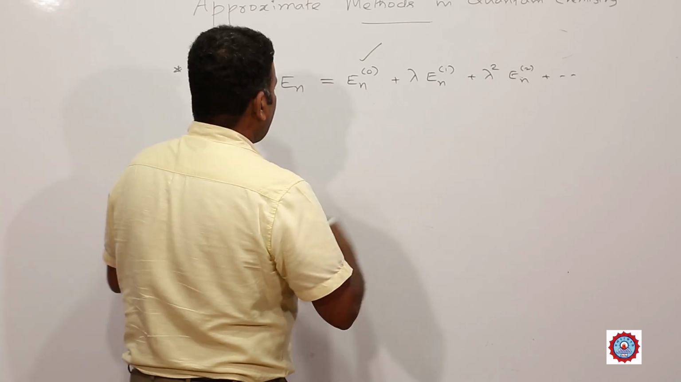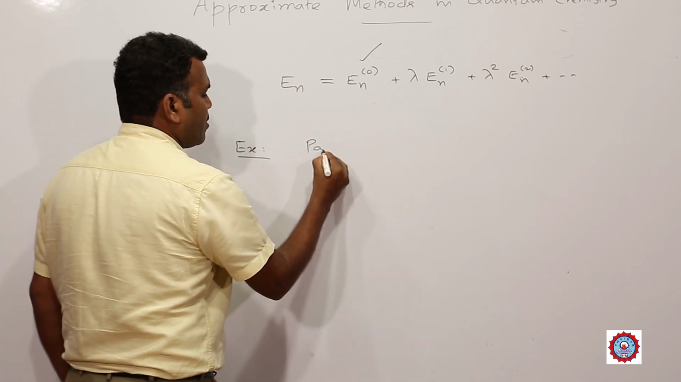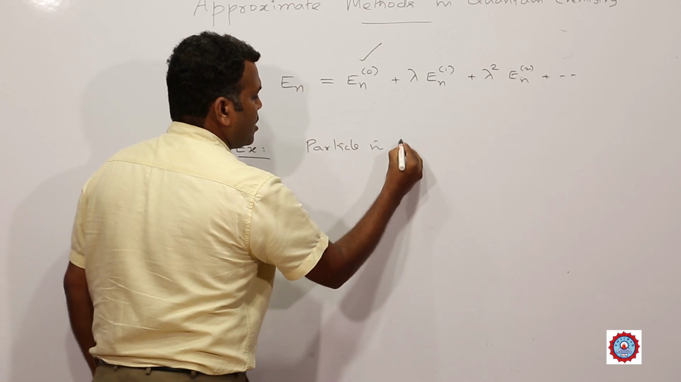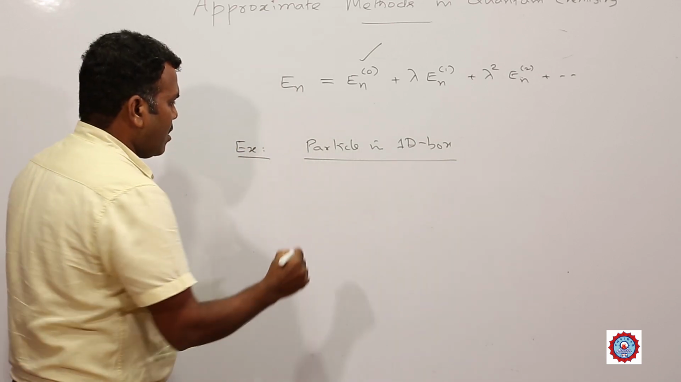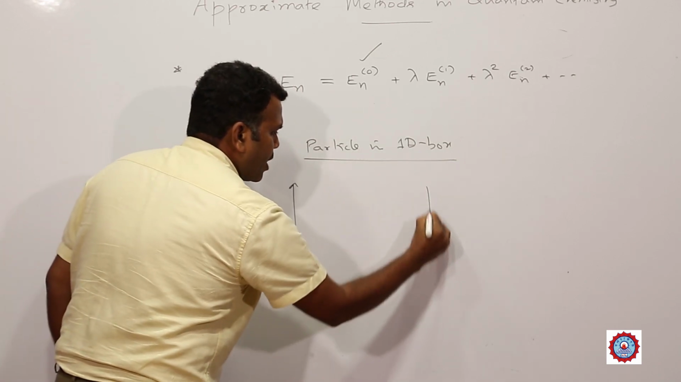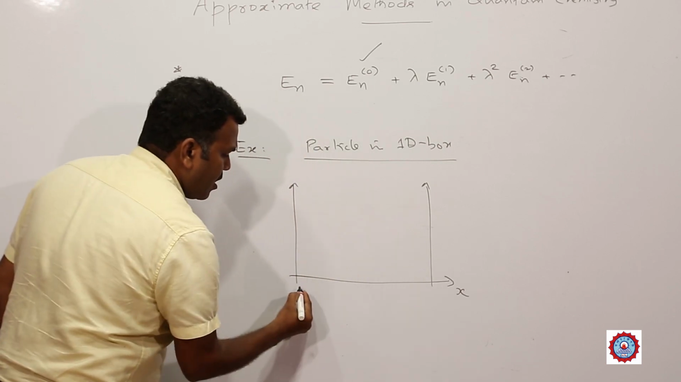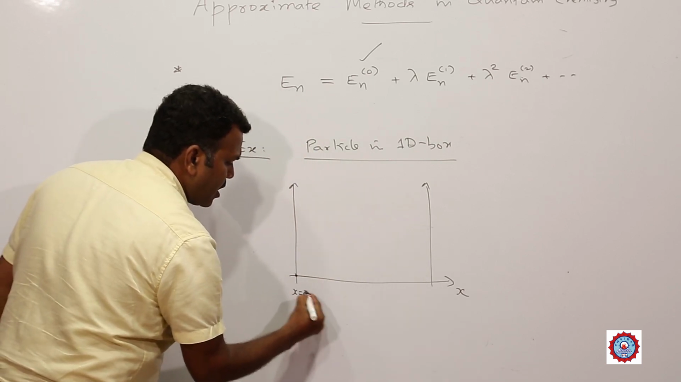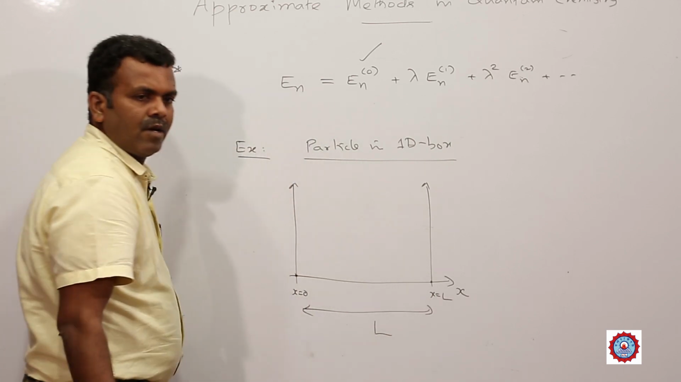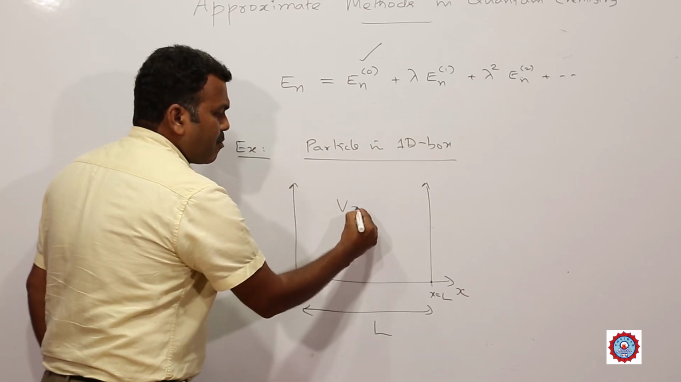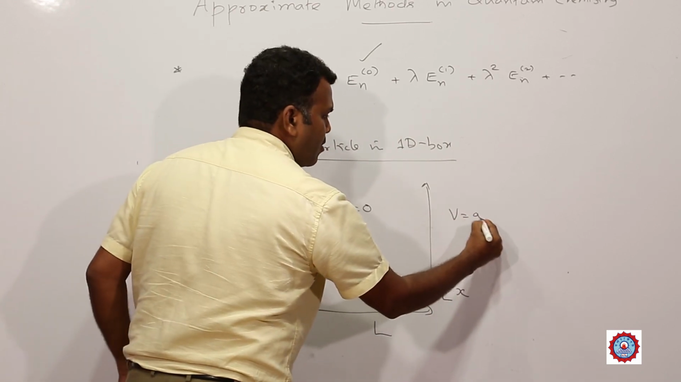Okay. Now let me take an example, right. Say a particle in one dimensional box problem, particle in 1D box, right. Suppose you might have heard about the particle in 1D box problem, right. So, let us assume this is the x axis, this point where x is 0 and this point where x is equal to L. So, the length of the box is L, okay, and assume that the potential energy of the particle inside the box is 0 and the potential energy outside the box is infinite.